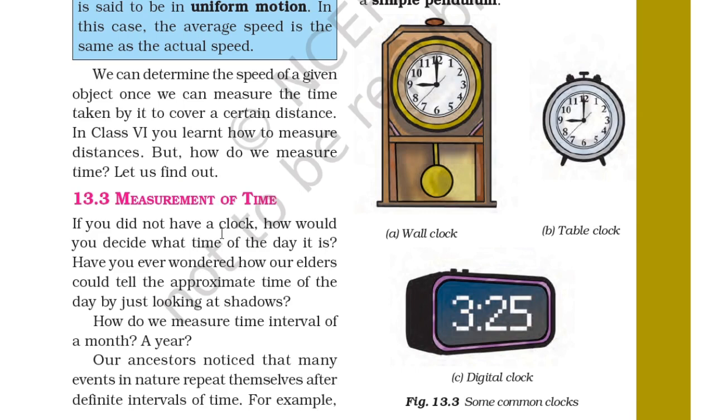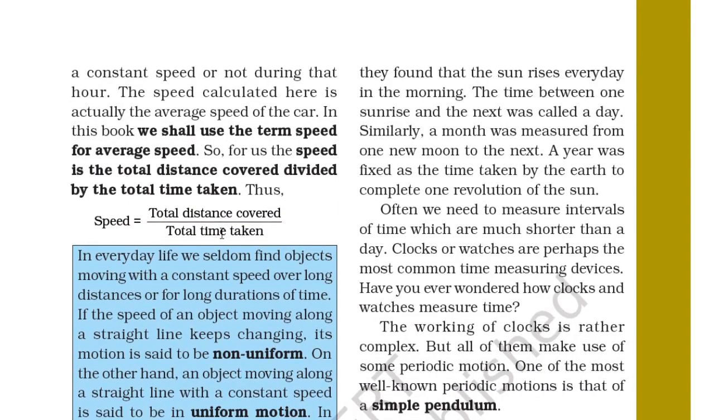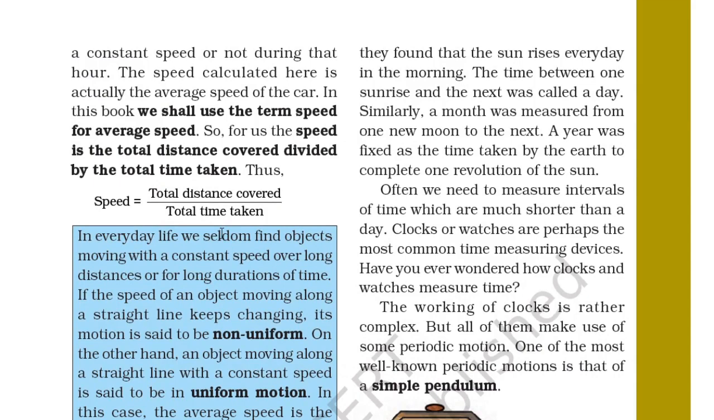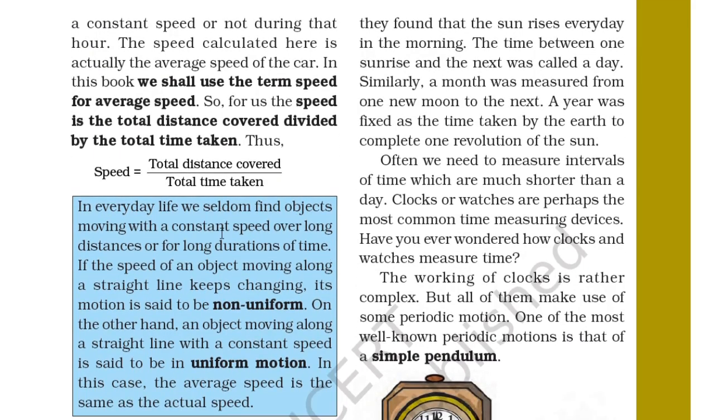How do we measure a time interval of a month, a year? Our ancestors noticed that many events in nature repeat themselves after a definite interval of time. For example, they found that the sun rises every day in the morning. The time between one sunrise and the next was called a day. Similarly, a month was measured from one new moon to the next. A year was fixed as the time taken by the earth to complete one revolution of the sun.